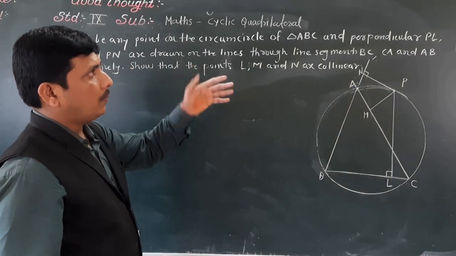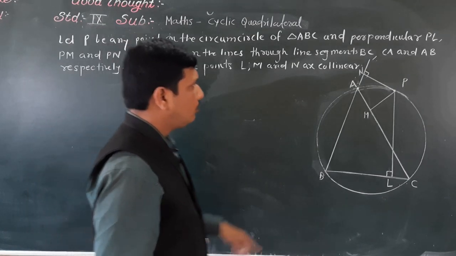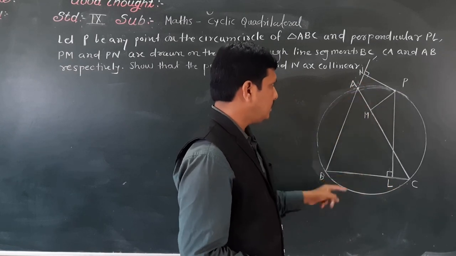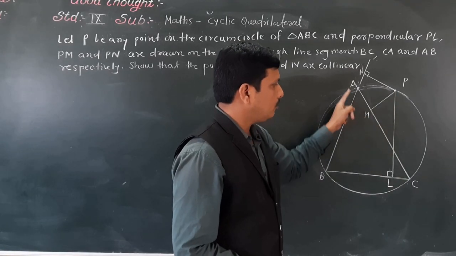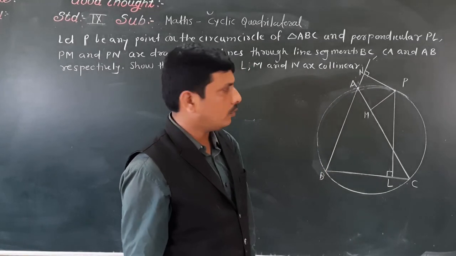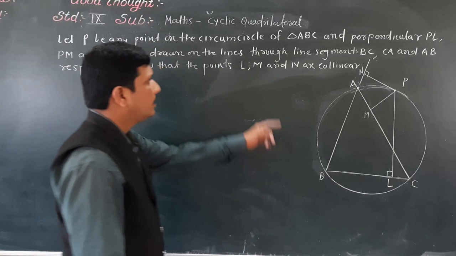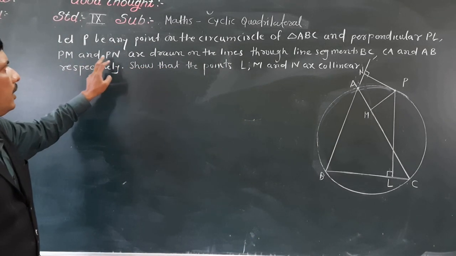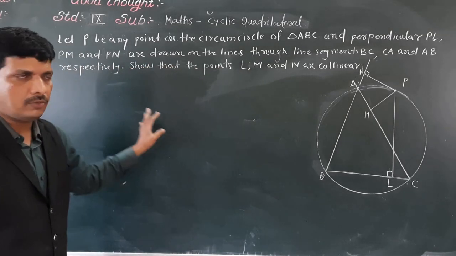Perpendiculars PL, PM and PN. PL is perpendicular to BC, PM is perpendicular to AC and PN is perpendicular to BA. BA is produced and this is perpendicular. So that is given. PL, PM and PN are drawn perpendicular to the lines BC, CA, AB respectively.